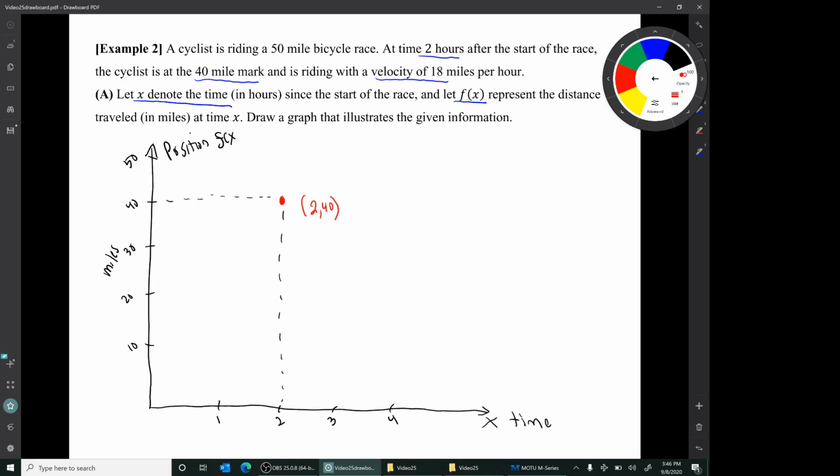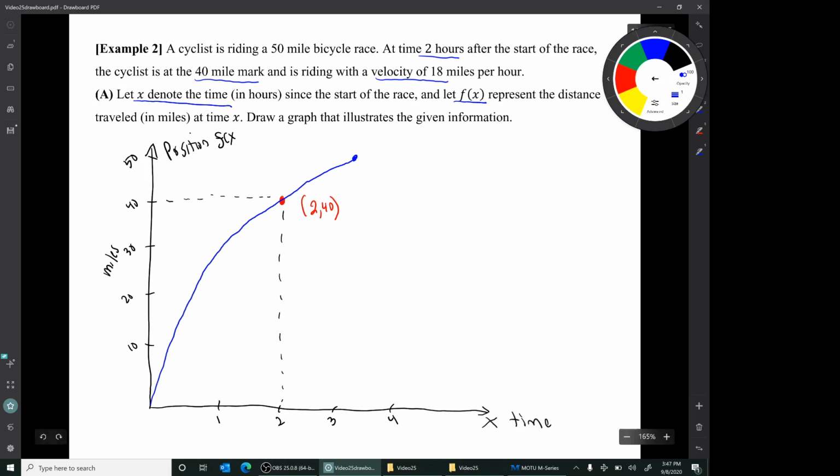So there's the given information that the cyclist is at the 40-mile mark 2 hours after the start of the race. Now, how would the graph of the position function look? Well, presumably the cyclist started out maybe at a higher speed and it slowed down a bit. And you can see that at some later time, the cyclist is going to get to the 50-mile mark. Now that's the given information that at 2 hours the cyclist has reached the 40-mile mark.